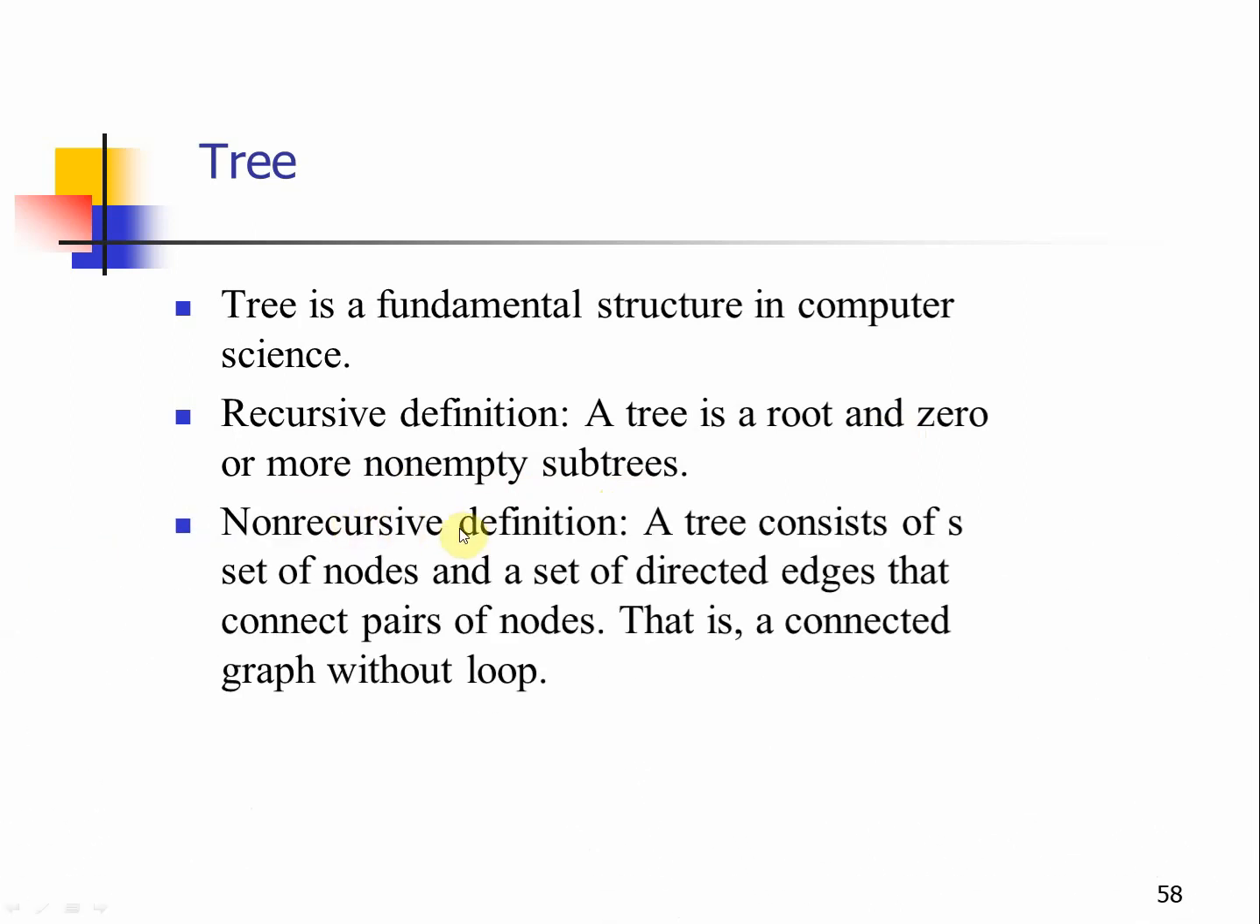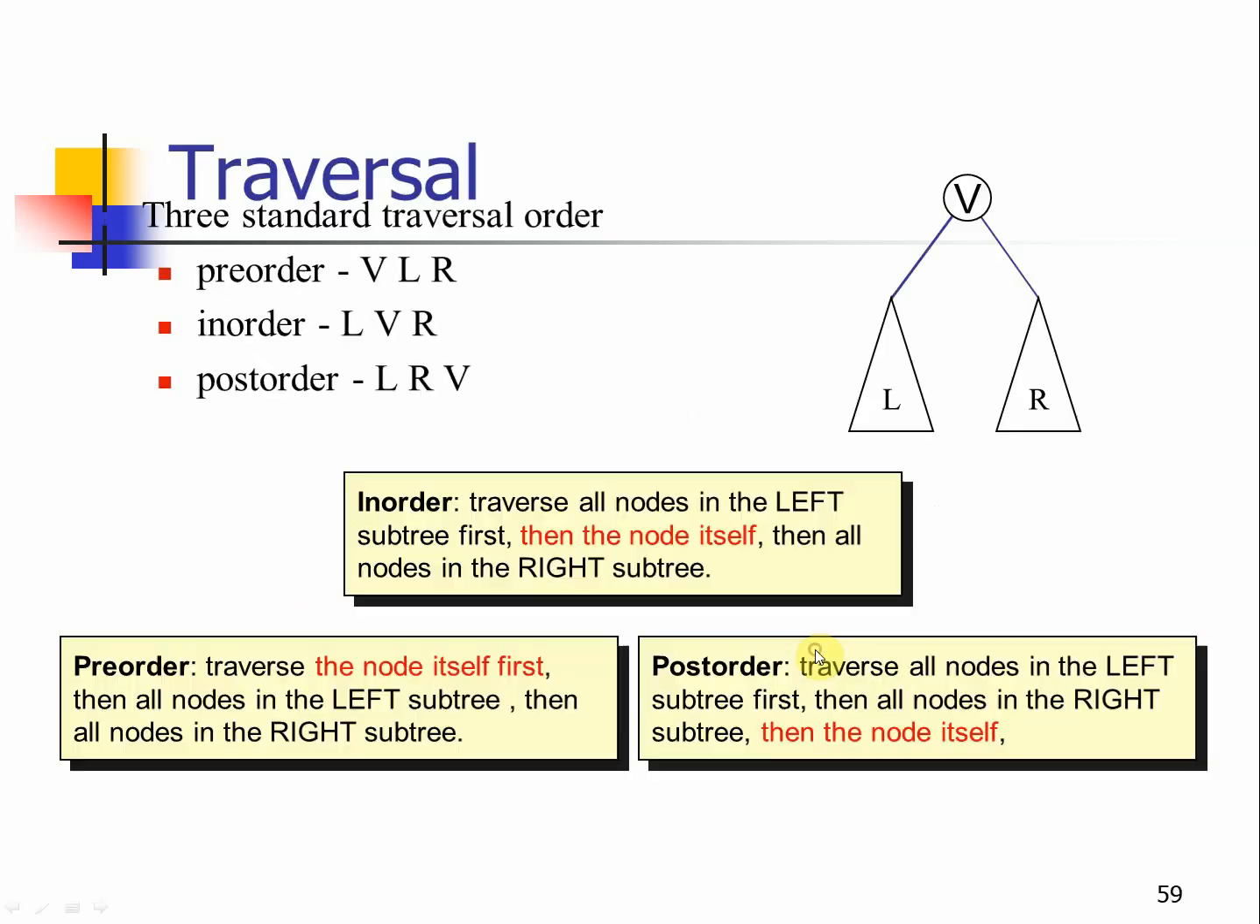Now, if we look into a non-recursive definition, a tree consists of a set of nodes and a set of directed edges that connect pairs of nodes. That is a connected graph without loops. So basically, this is something that we have seen before.